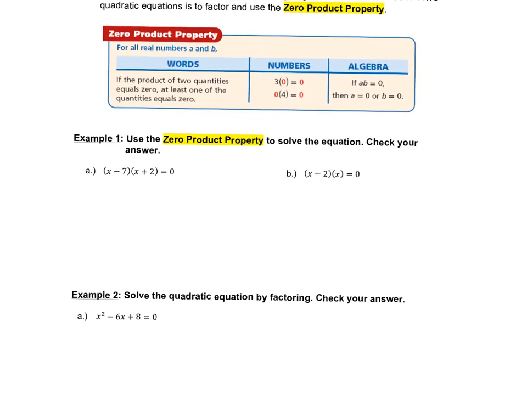It's where you have two groups equal to 0. You can set each one equal to 0, and then you can solve. So here I would add 7 to both sides. We're going to get x equals 7. And then on this one I'd subtract 2 from both sides, so we're going to get x equals negative 2.